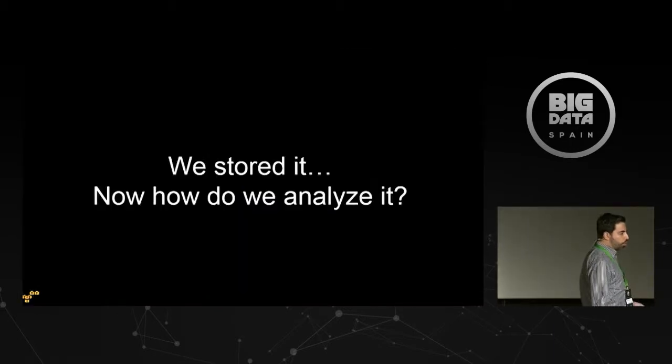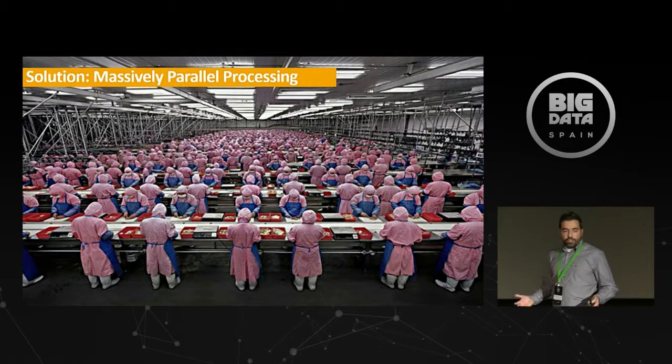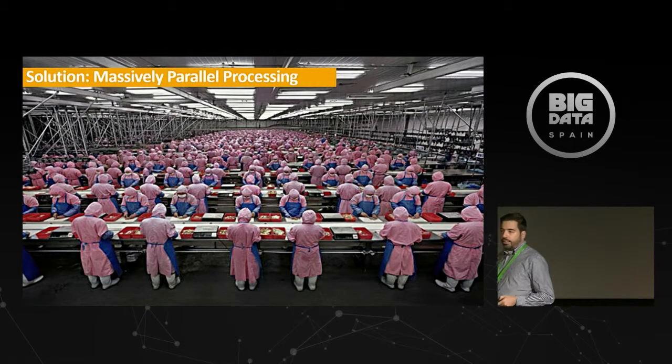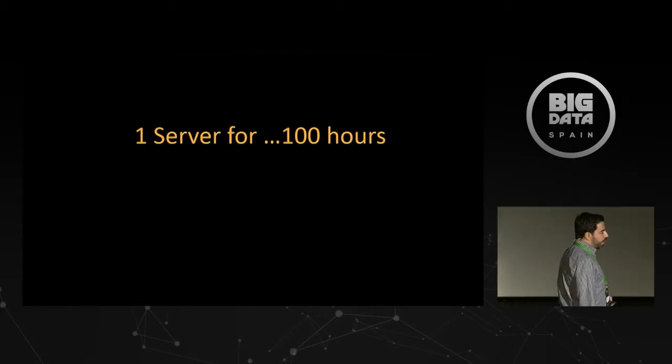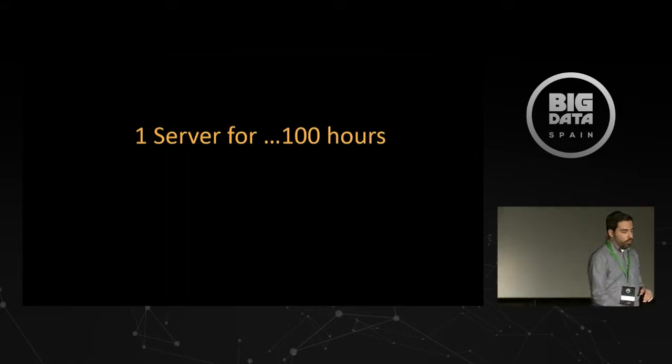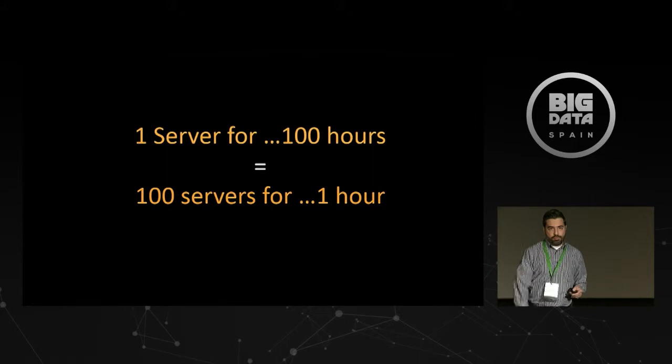So we have solved this problem. We can store a lot of data. That's great. But how do we go about analyzing that data? And the solution is to massively parallelize the processing of that. And the nice thing about AWS and how it is a natural fit for that kind of workload is that one server for 100 hours will cost the same as 100 servers for 1 hour.